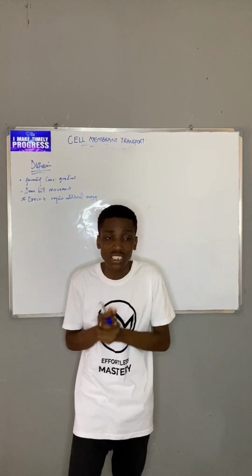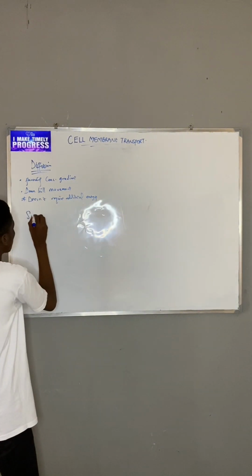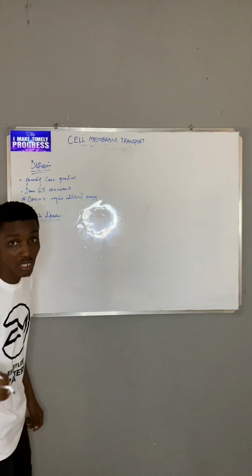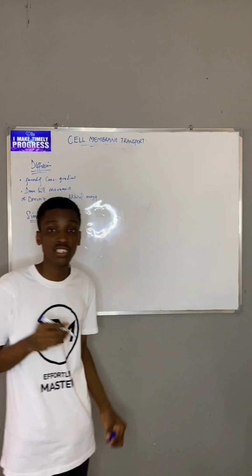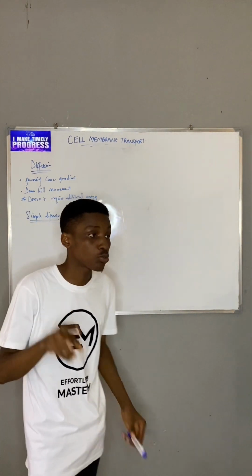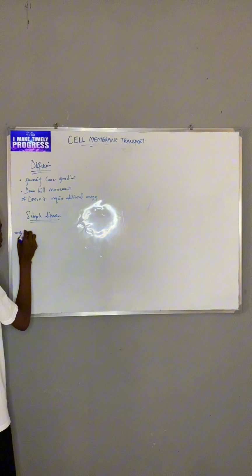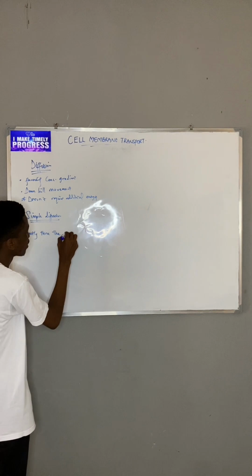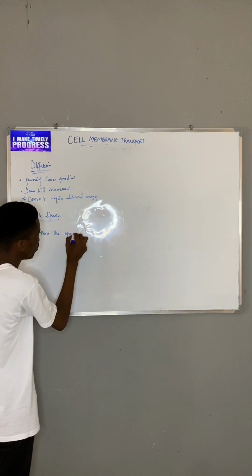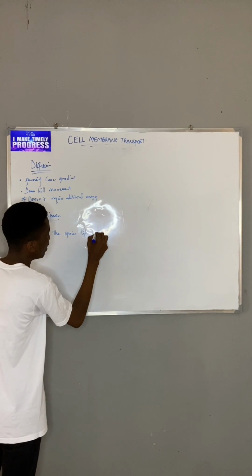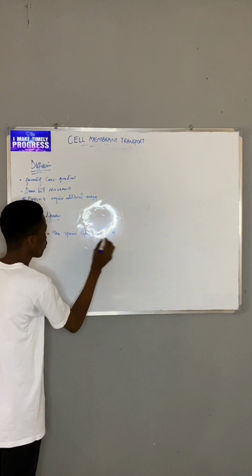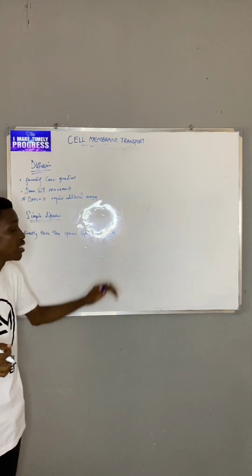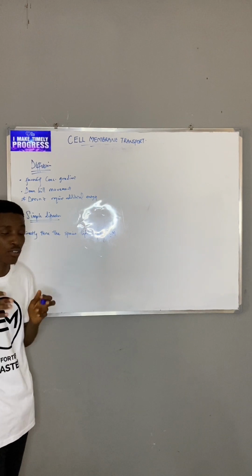So let's discuss simple diffusion. Simple diffusion, like we said, could be of two kinds. It could be directly through the lipid layer of the membrane. And of course, those that can do this are lipid soluble substances. Those that can pass through the lipid layer very freely and directly are lipid soluble substances.